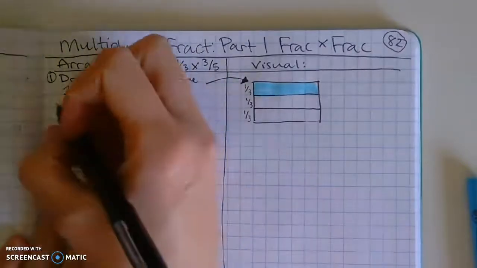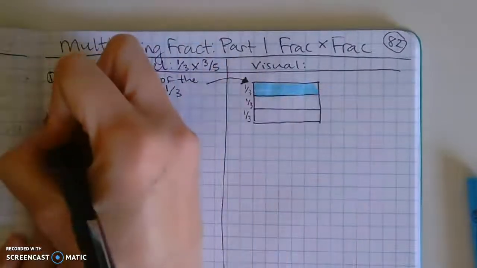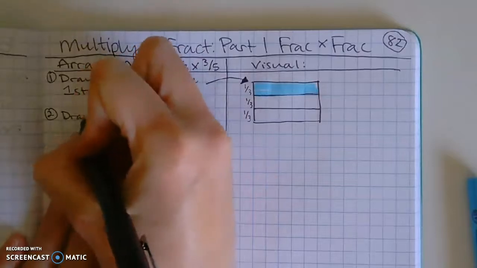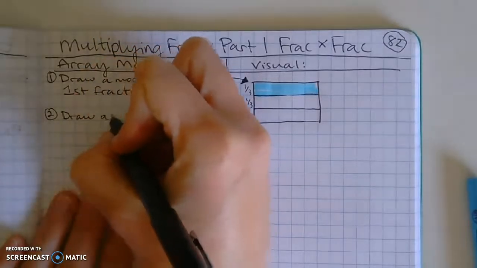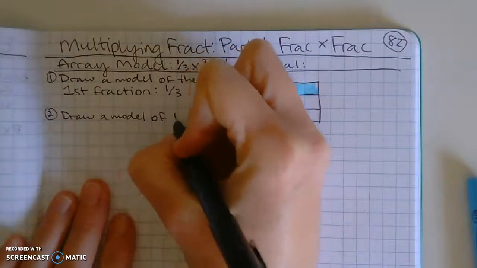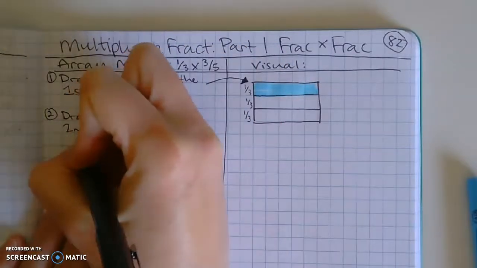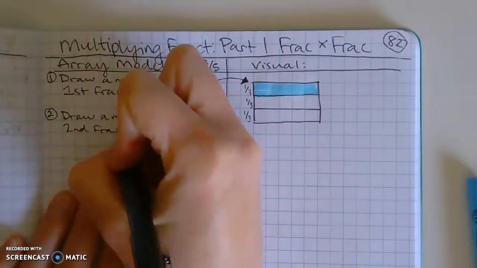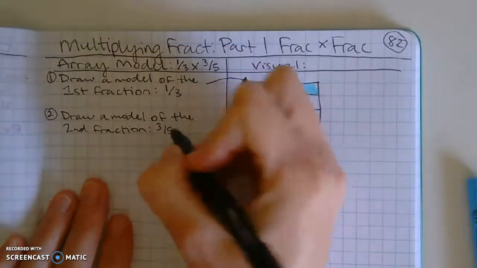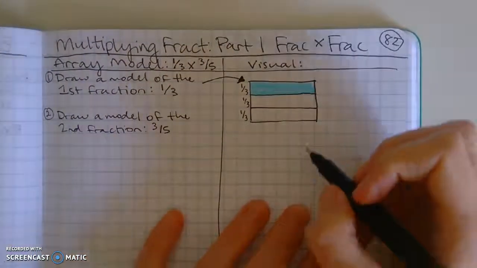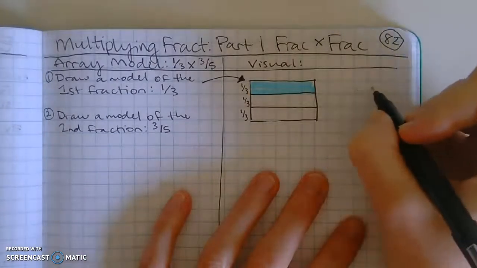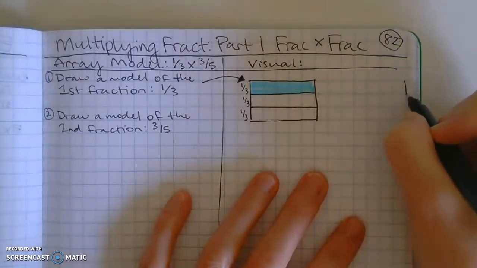Okay, step 2. So now I'm going to draw a model of the second fraction. And my second fraction is 3/5. Okay, so I'm going to have that over here. 1, 2, 3, 4, 5. Perfect.